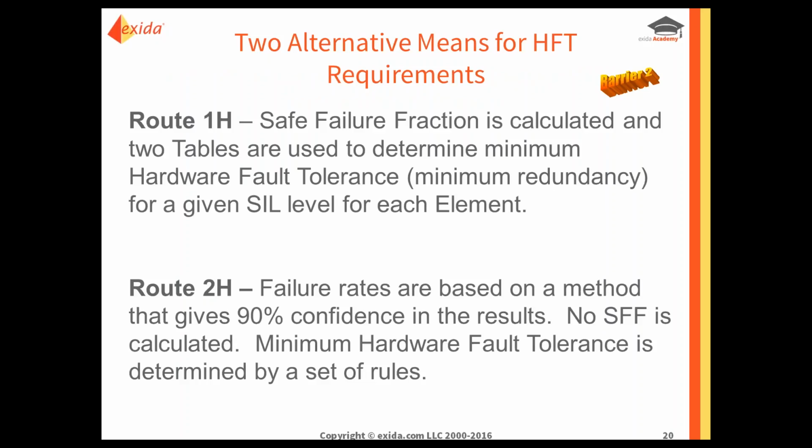And that's how Route 2H was introduced. So once again, Route 1H is a safe failure fraction calculated by 2 different tables in the standard, and they are used to determine the minimum hardware fault tolerance, which gives you the minimum redundancy needed for a given SIL level for each element. Or you can do Route 2H, which are failure rates based on a method that gives 90% confidence in the results. So there's no longer the safe failure fraction, and the minimum hardware fault tolerance, or the minimum redundancy, is determined by a set of rules set by the standard.